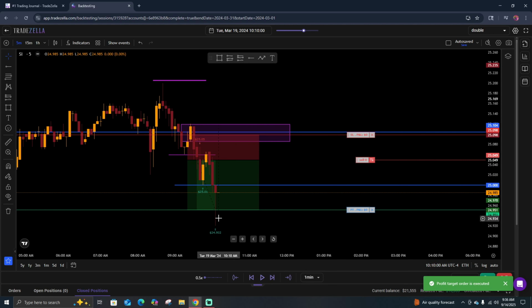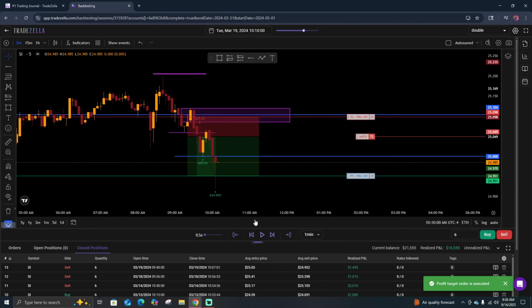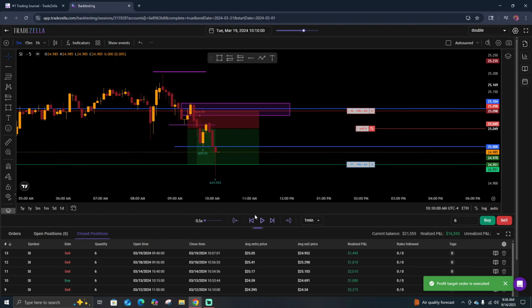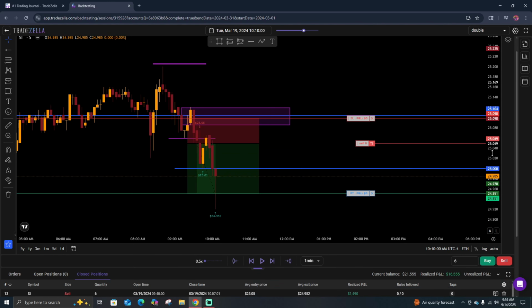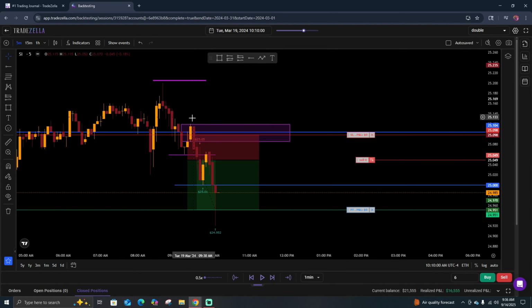Boom. Price came up, came back down, and hit our 1 and 2. 14.90 for that trade. And that's that. Again, the main thing I'm looking for is that break of structure on the 930 candle or after the 930 candle. 930 candle printed right there. Again, broke this structure on the 930 candle.